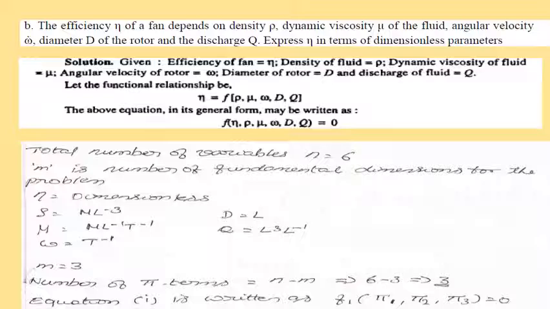Now the number of pi terms is n minus m. So n is equal to 6, m is equal to 3. That means 6 minus 3 is equal to 3. For that reason, the equation can be written as a function of 3 different pi terms, that is pi 1, pi 2 and pi 3, equal to 0.